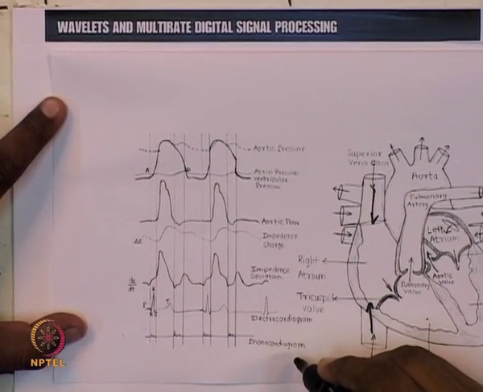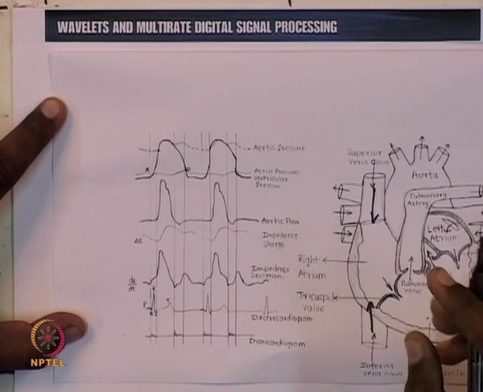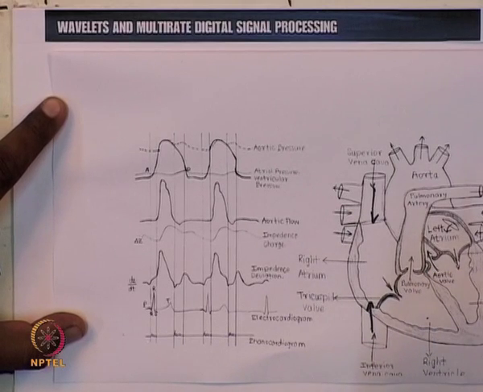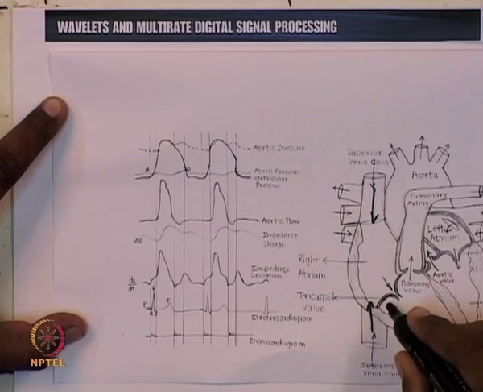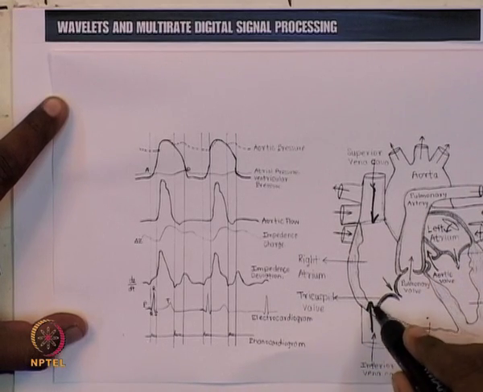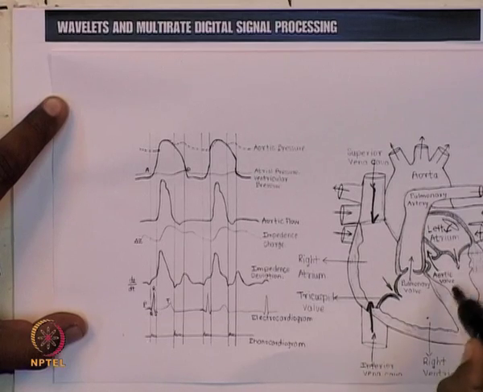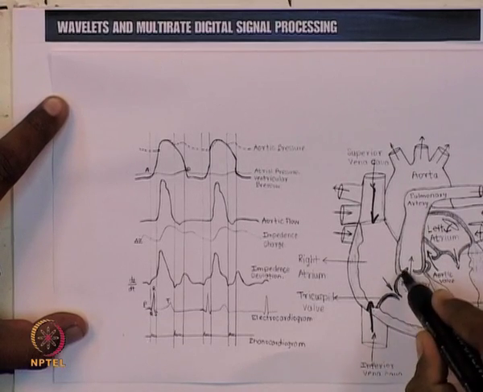Now the last one is the phonocardiogram, which gives the cardiac sounds. Cardiac sounds mean what our doctors hear with a stethoscope. These sounds are actually the sounds of closing of the valves. The first sound is the closing of the aortic valves, and the second one is the closing of the semilunar valves.